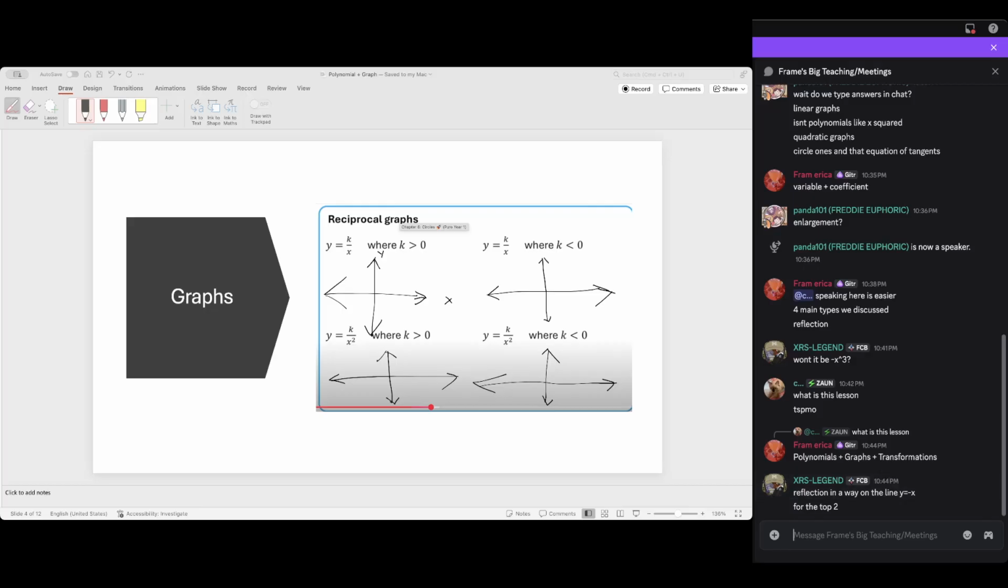Reflection in the line y equals negative x. Well, that is a hint. Please describe it to me, or draw it. You have 2 more minutes.